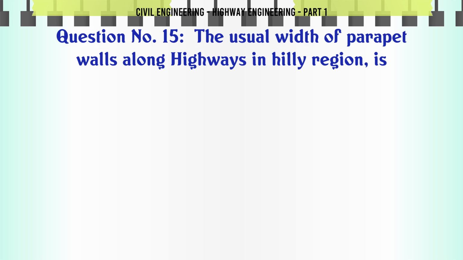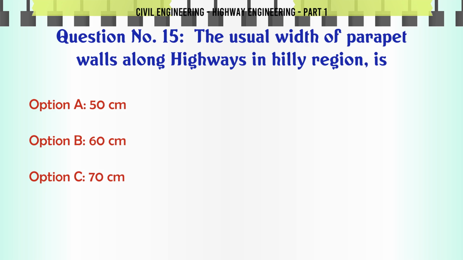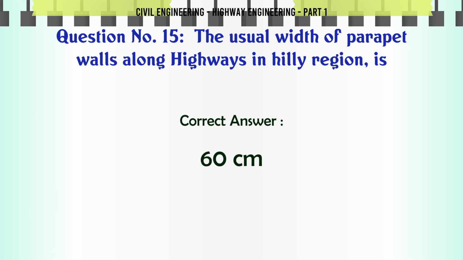The usual width of parapet walls along highways in hilly region is A. 50 centimeters, B. 60 centimeters, C. 70 centimeters, D. 80 centimeters. The correct answer is 60 centimeters.